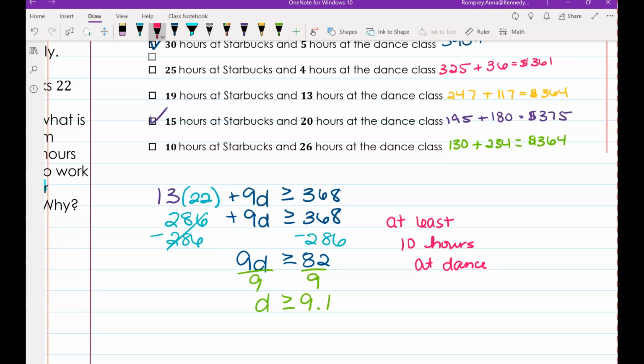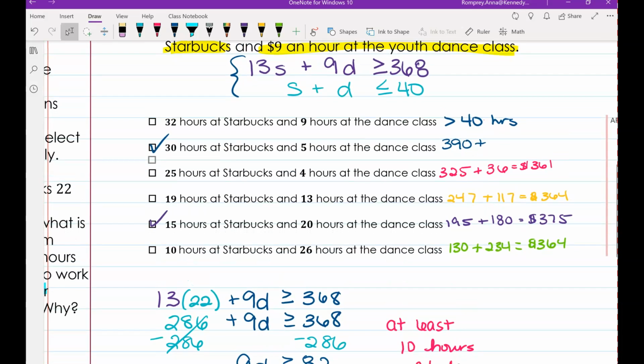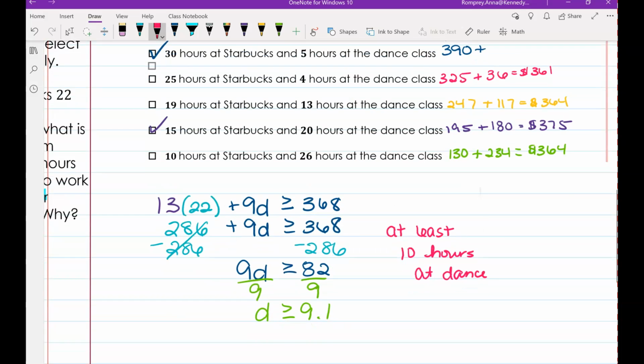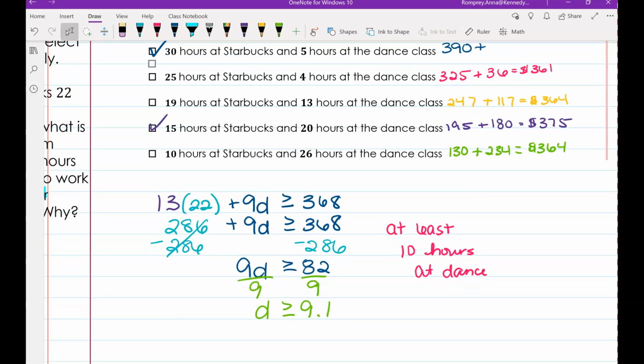For these inequalities in the real world, a lot of this is just plug and chug. See which one works, but also make sure it satisfies both of the inequalities, because this first one probably would have exceeded the $368, but it also exceeds the 40 hours that we're not allowed to exceed. So make sure it satisfies both inequalities. All right, give your homework day 10 a shot and see how it goes.